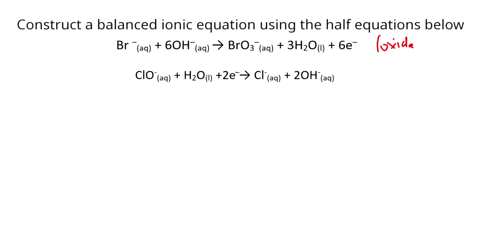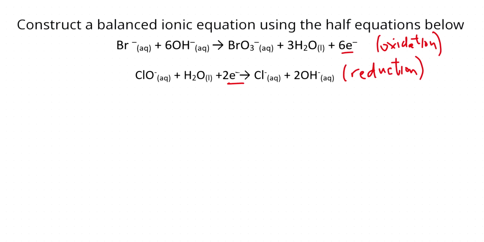And that's because 6 moles of electrons are lost here, while the second one is a reduction. And that is because electrons are gained. 2 moles of electrons are gained here. Like I said earlier, to balance this equation, the number of electrons has to be equal.